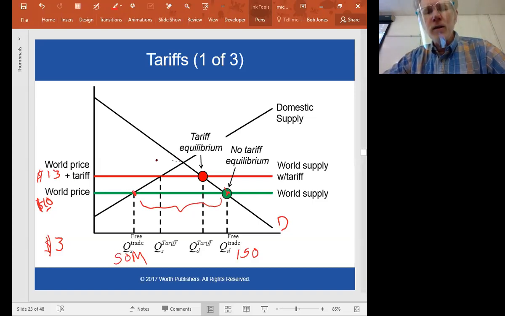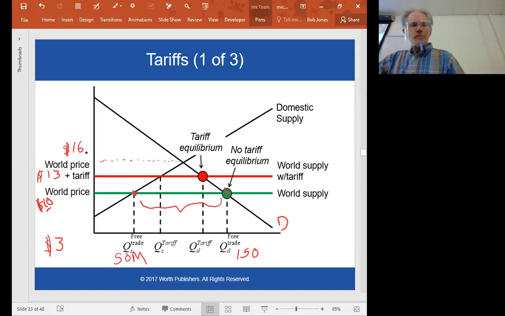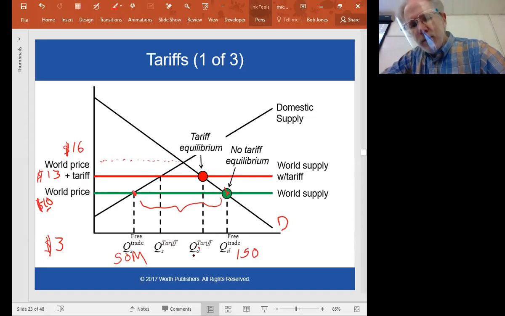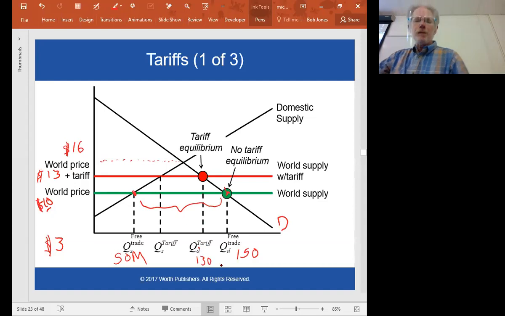Let's go ahead and put in here what we assumed before, which was that if we had a closed economy, the price would be 16. So the price is now going to be 13. What will consumers want to do? Read over to the demand curve, read down. American consumers are going to want to purchase this quantity, whatever it is. I'm just going to make an assumption, since we don't have a good scale here. Let's say it's 130 million.